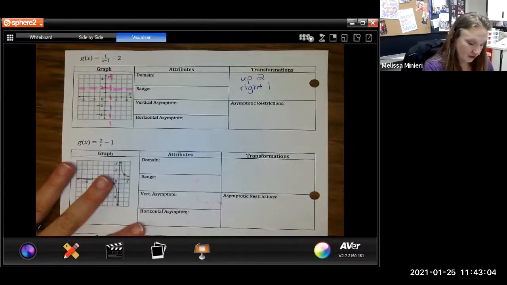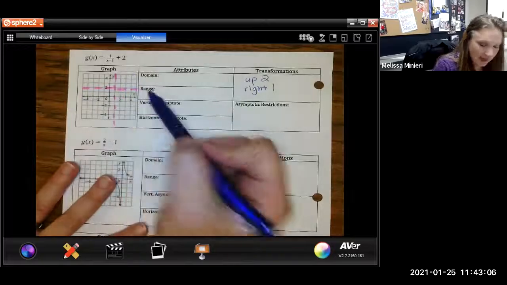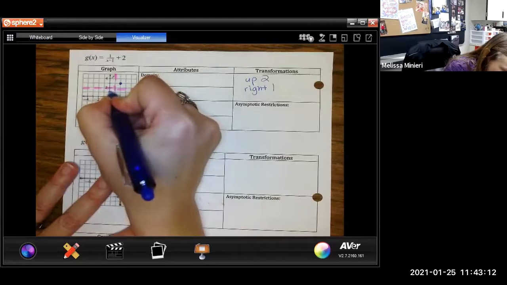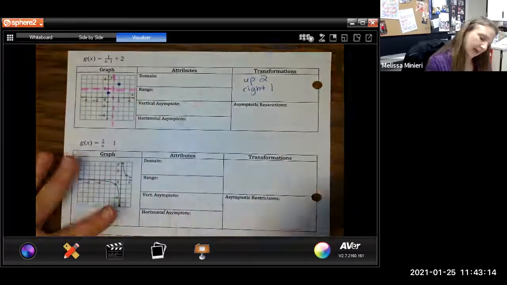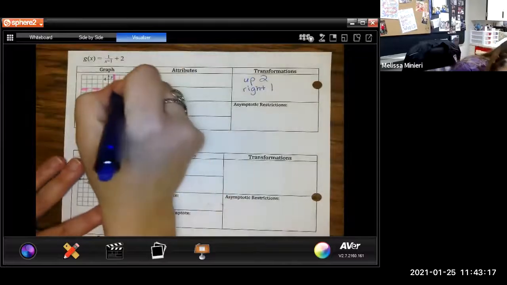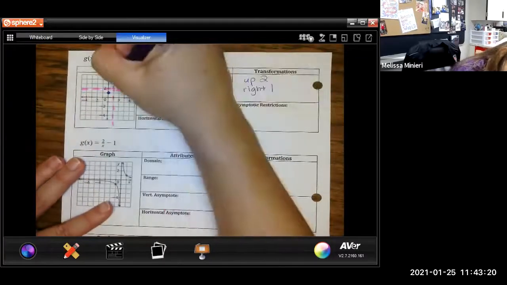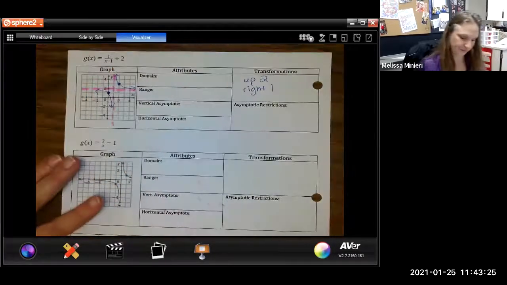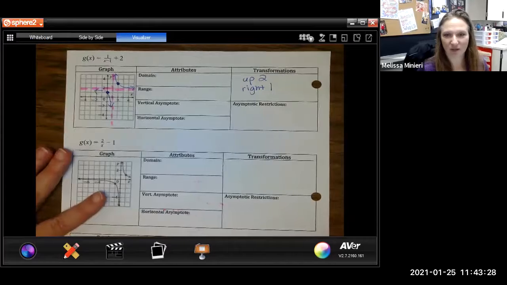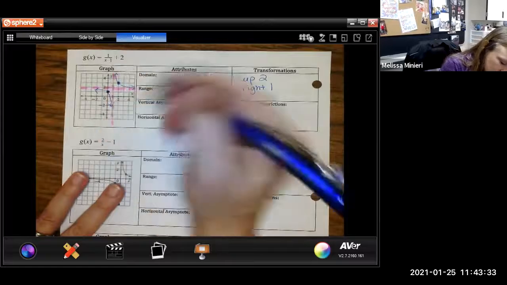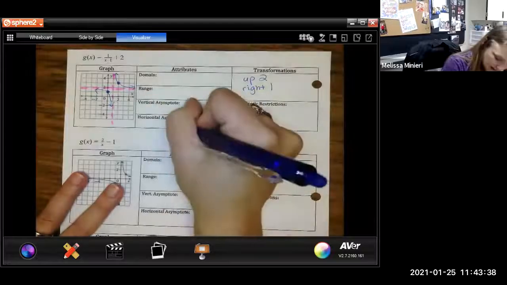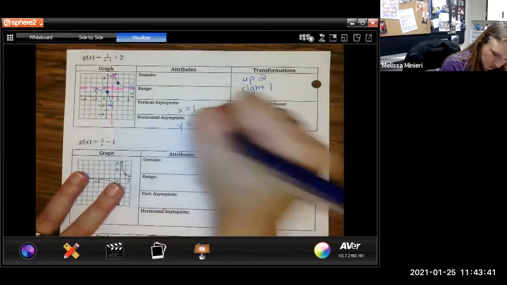So now we have enough information to draw our graph because we know if this is where the asymptotes are, our key point is over 1, up 1 in both of these corners. And we can draw our swoopies from there. It's going to swoop into both asymptotes, approach both asymptotes on either side of this graph. So that's a good estimate of what that graph would look like. We have a vertical asymptote at x equals 1 and a horizontal asymptote at y equals 2.